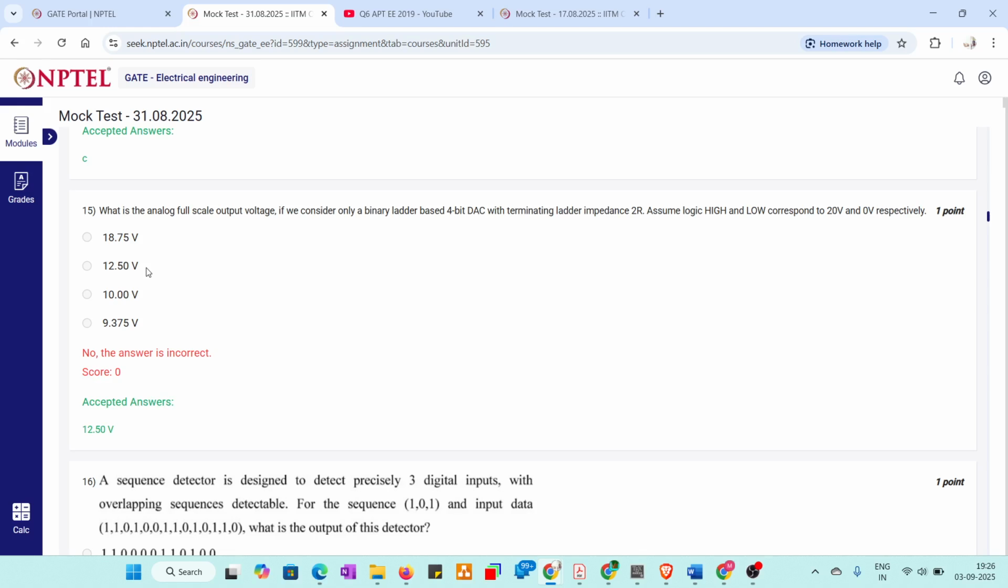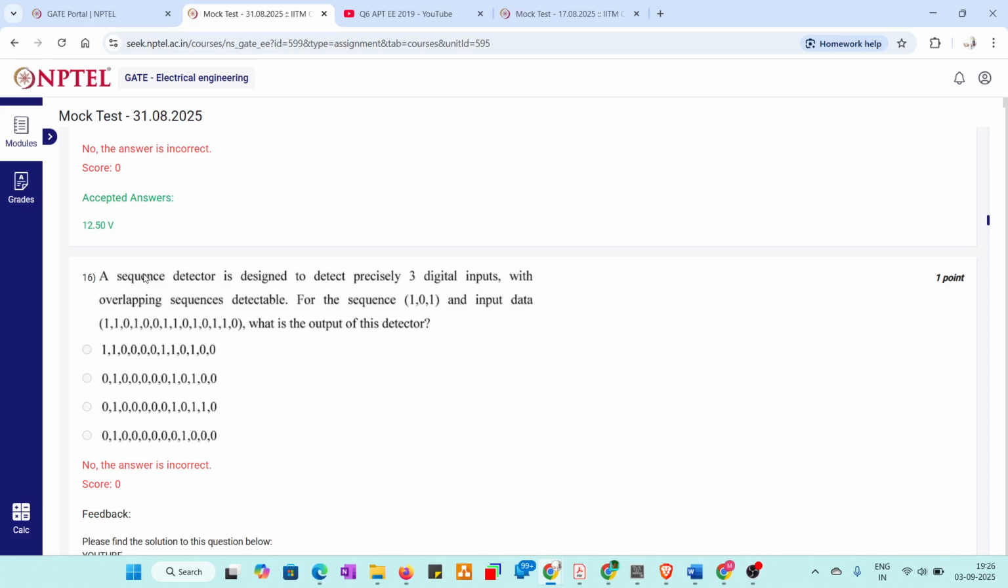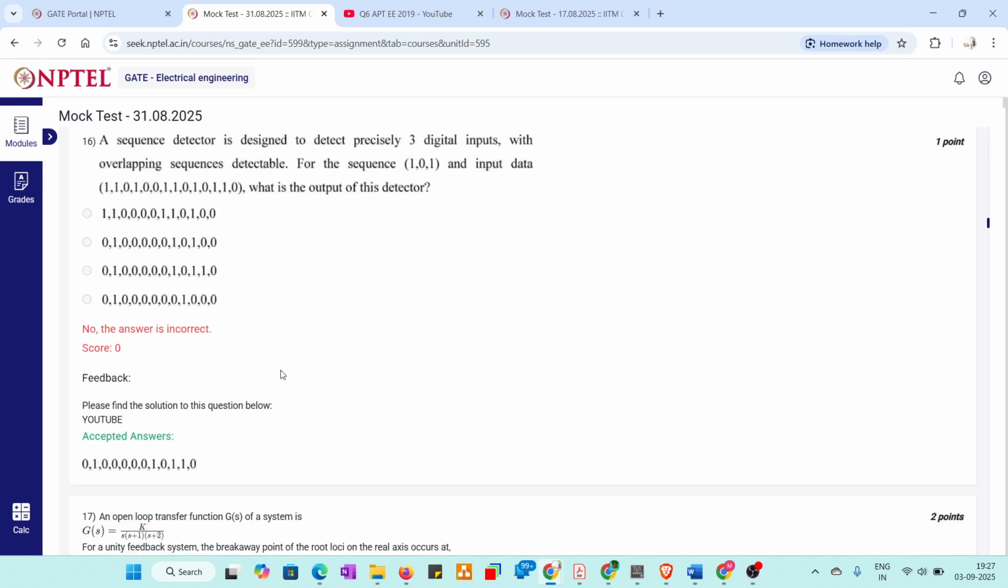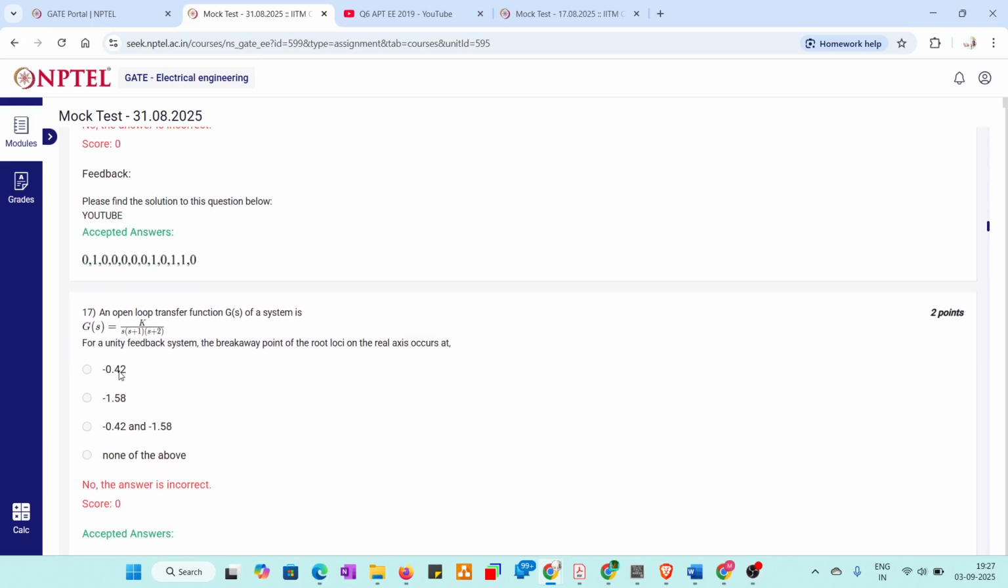Okay, so electronic measuring instruments. So as we know, questions. So sequence detector using detecting the precisely 3 digits inputs with overlapping sequence detectable. So data is given what of the output is detectable. Next we will have the answer. So the answer also given the related the solution.